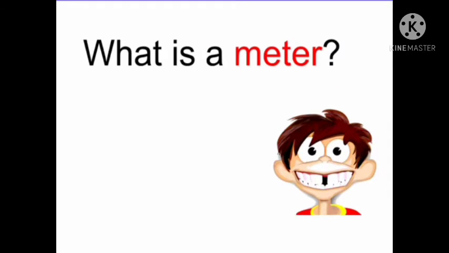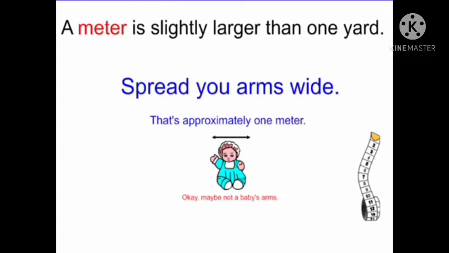So what exactly is a meter? Well, if you were to spread your arms, the distance, your wingspan would be approximately a meter, and a meter is a little bit larger than a yard. A yard is 36 inches, and a meter is about 39 inches, so it's slightly larger than a yard.